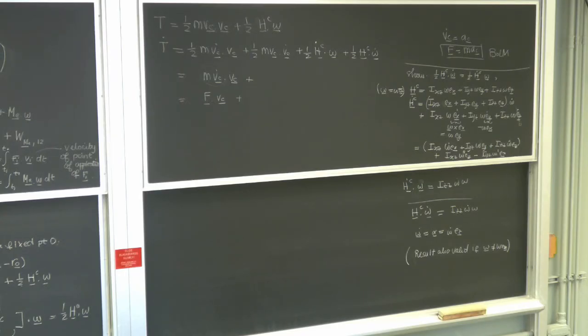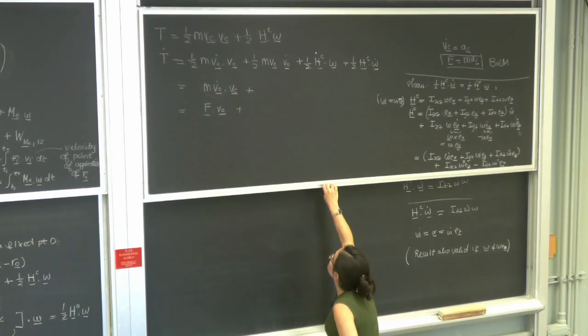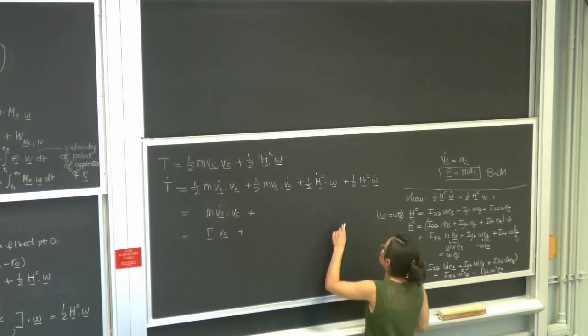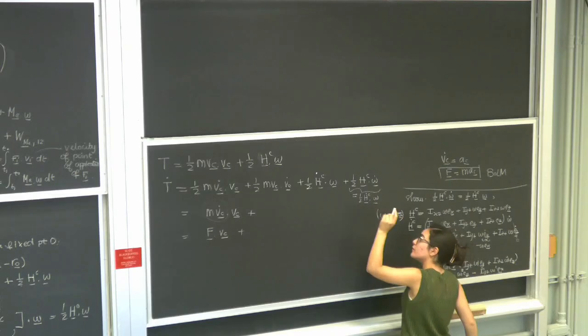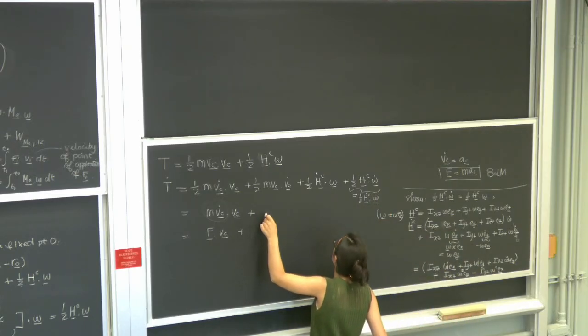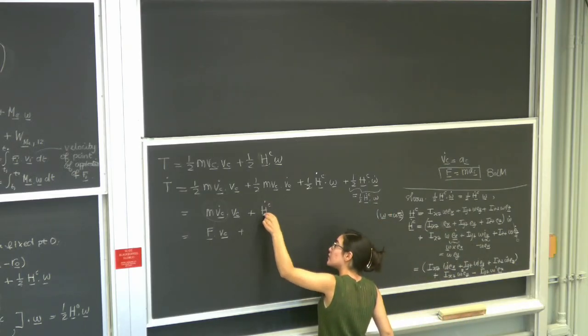So then with this result, what can I do to get my final answer over there? How do I proceed? Ideas? Yes. Are you talking about up here for T dot? Yes. You're just going to add them together. I'm going to add them together. Which form am I going to use? So I'm going to say that this is equal to half H dot C dot omega, and I'm going to say that this is equal to H_C dot C dot omega, adding the two terms.